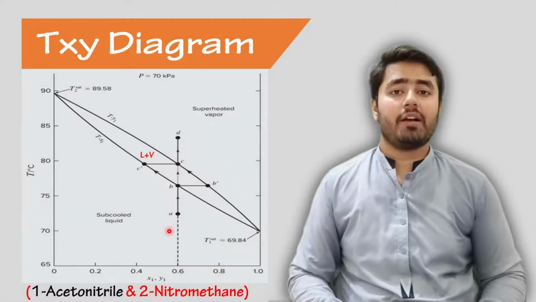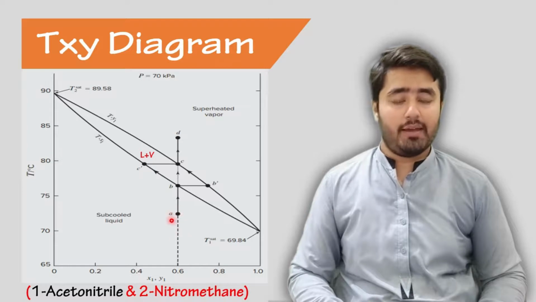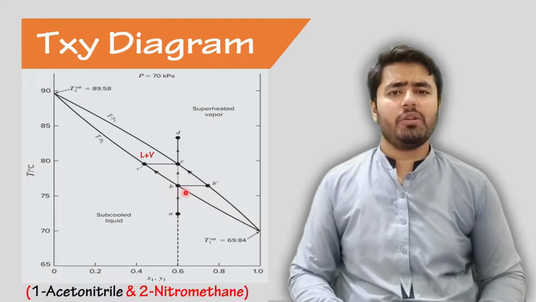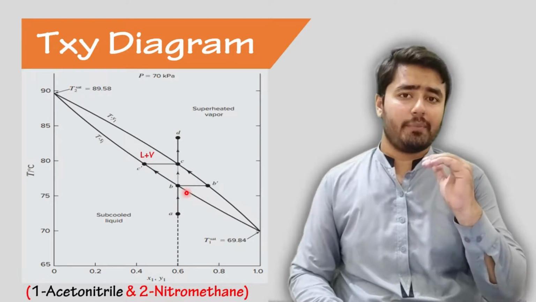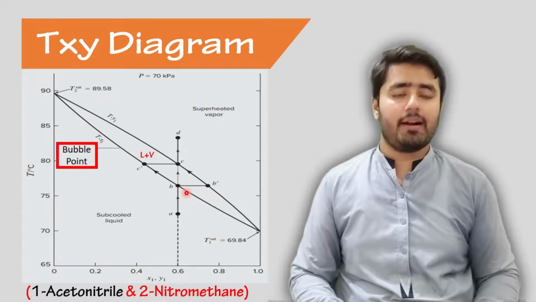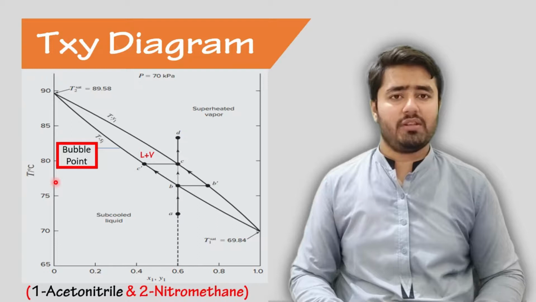Let's say we have a mixture having a composition of 60% acetonitrile and a temperature of 73 degrees Celsius. Then this point will represent point A. And if we heat the mixture and reach point B, as this point is on the saturation line, point B will represent the saturated liquid. So there will be no vapor present at this stage, only saturated liquid. And if I increase the temperature a little bit further, then the first vapor will appear. That's why this line is called the bubble point line. The temperature at point B represents the bubble point temperature, which is 77 degrees Celsius.